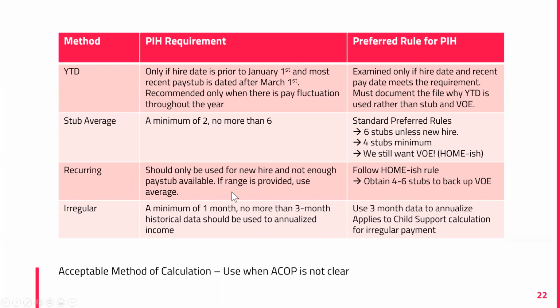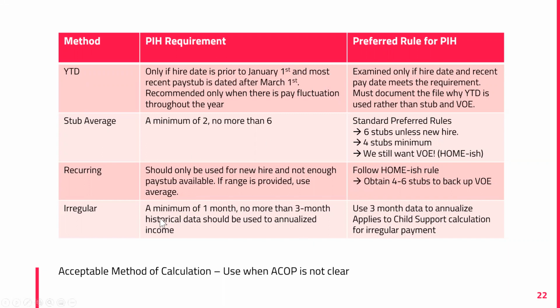Recurring is when we have the employment verification but we don't have a sufficient number of stubs. So we're going to use that recurring income calculation based on the VOE only. Now, if they are a new hire, that's okay. We can go ahead and move on. If they are not a new hire, we want to make sure we get 4 to 6 pay stubs to back up, because the stub is considered a higher level of income verification for the PIH properties.